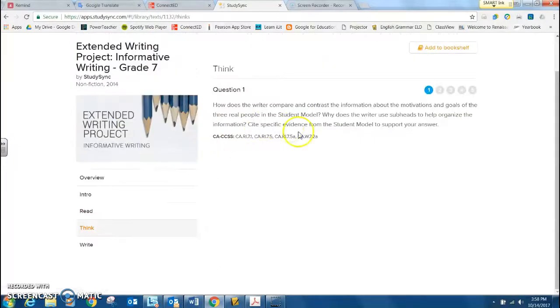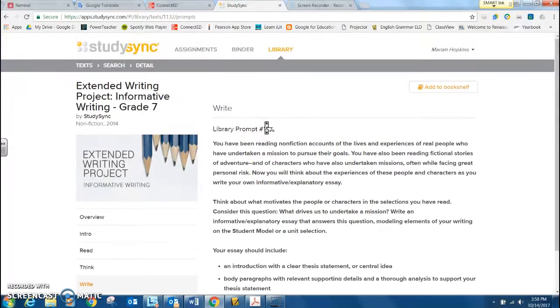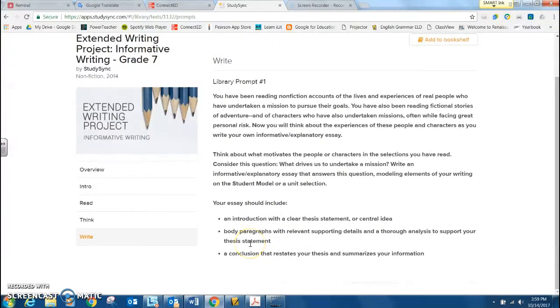So there are some questions here that they don't need to answer. And then there's another option here for them to be able to see the prompt again. So that's an additional piece of help. Also in their book, there is explanations of thesis statement, body paragraphs, introduction, conclusion. That's all in the end of their book as well.